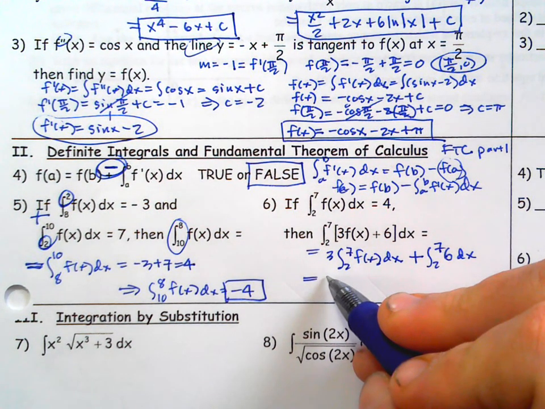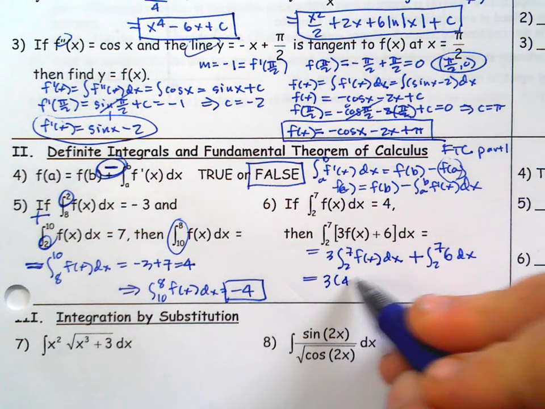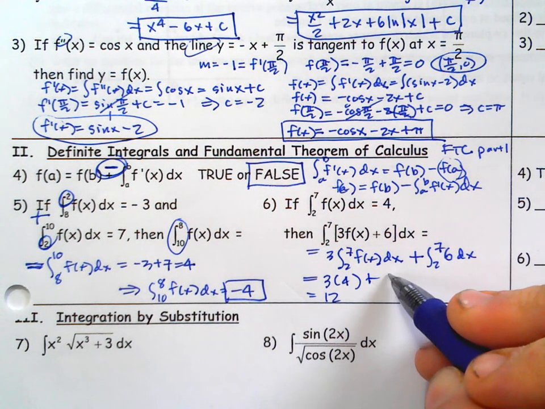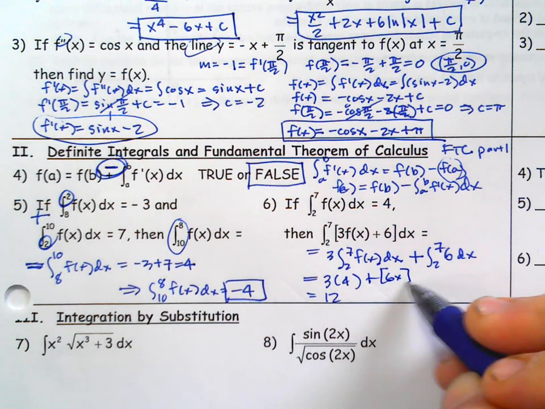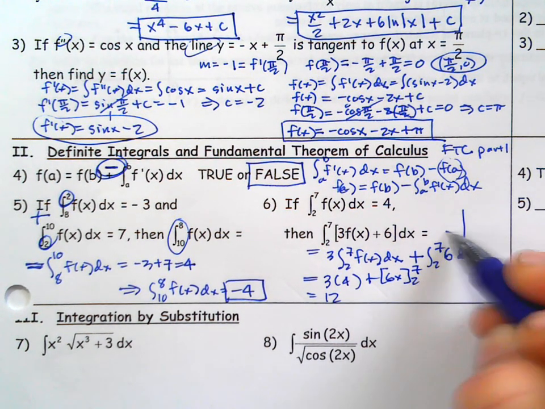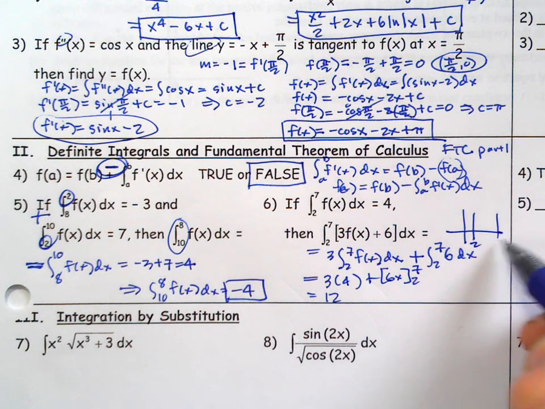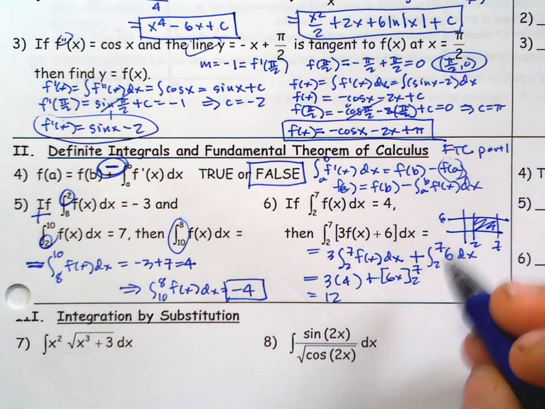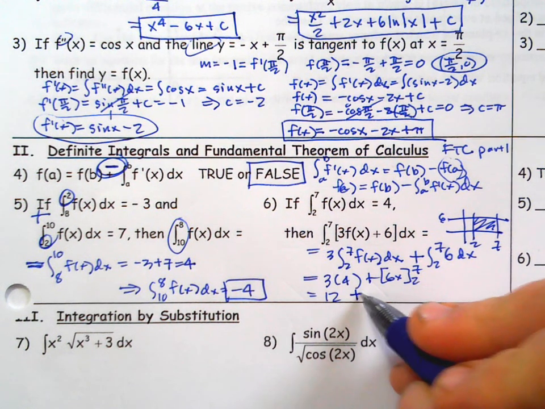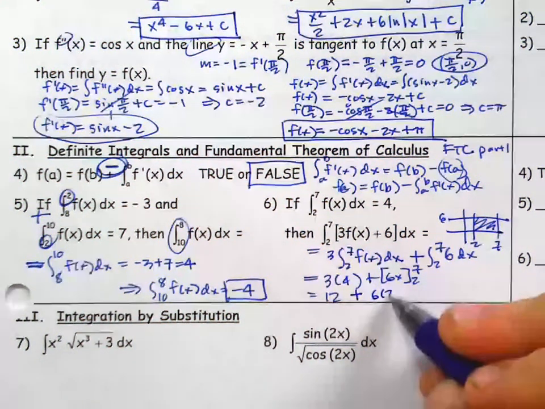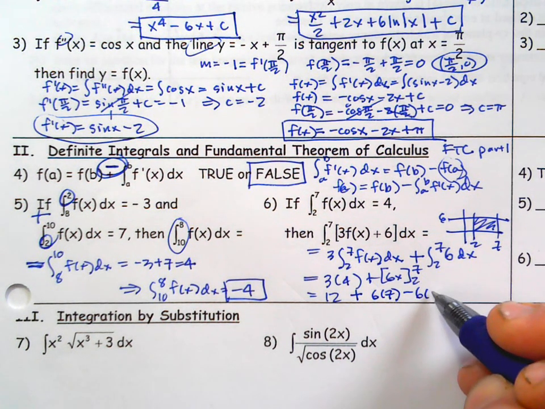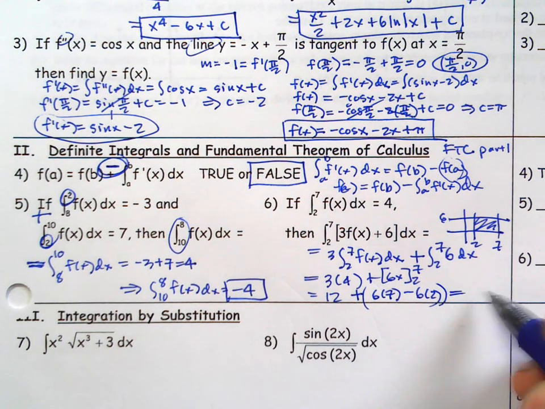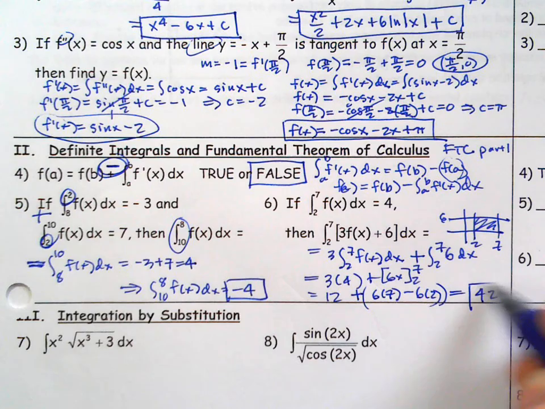Now 2 to 7, they told us was 4, so that's going to be 12. This we actually have to integrate. You could either do the antiderivative, or you could say, well, it's just a horizontal line from 2 to 7, a horizontal line with a height of 6. That's just a rectangle. It's 5 times 6 is 30. We're going to get the same thing here. We're going to get 30 here also, because 42 minus 12 is 30. So the answer is 42.